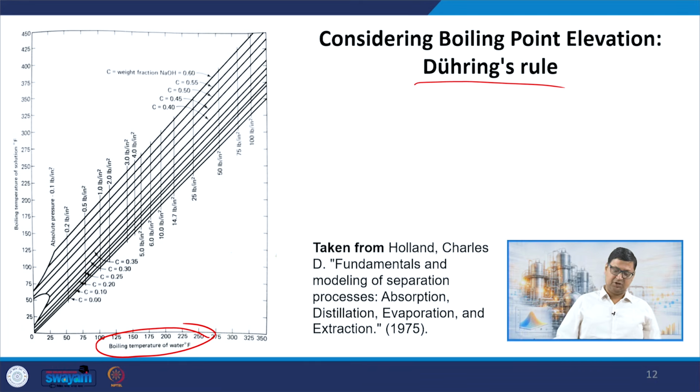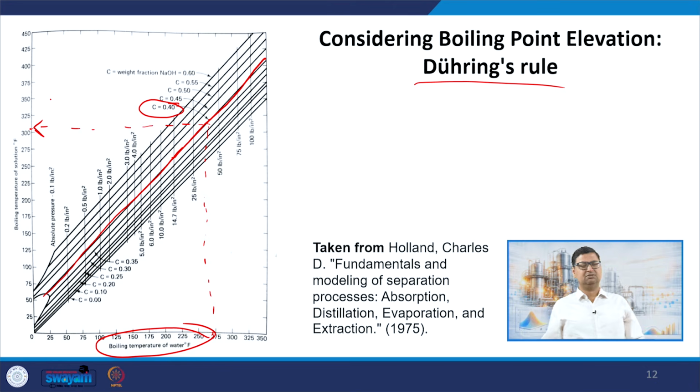And let us say I am talking about a weight fraction of NaOH equal to 0.4, then I am talking about this line here, and let us say we know that the boiling point of water in the given condition is something like this. We basically can look up the corresponding boiling point of the solution there, right?